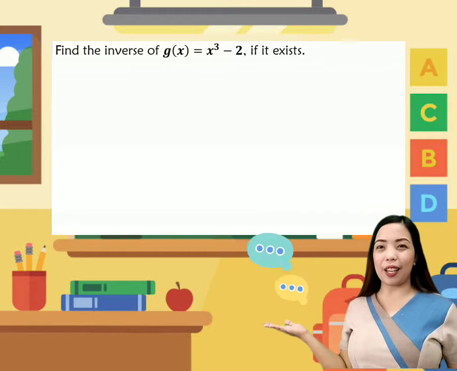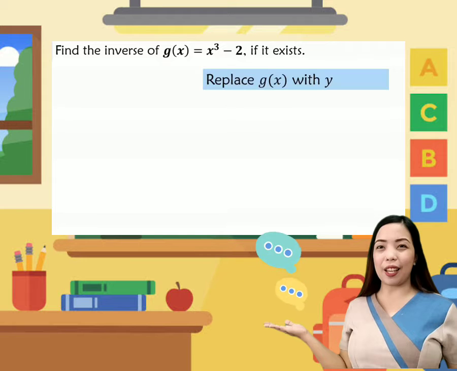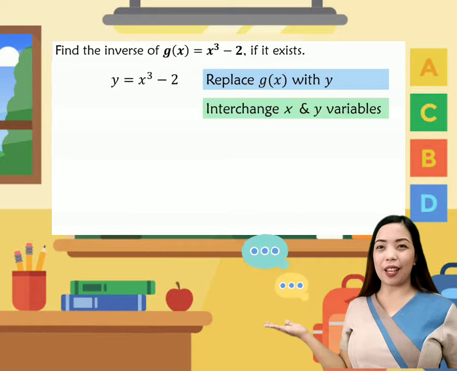Let us have another one. Find the inverse of g of x equals x cubed minus 2 if it exists. Step 1. Replace g of x with y. So y is equal to x cubed minus 2. Step 2. Interchange x and y variables. Y will become x and x will become y. So x is equal to y cubed minus 2.